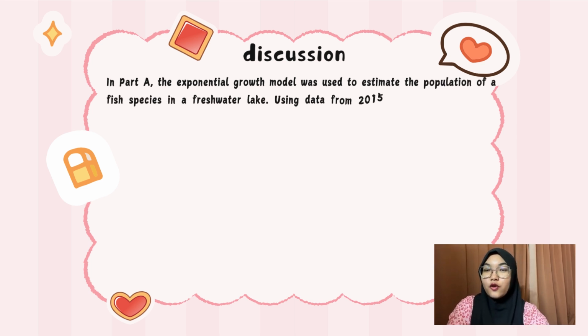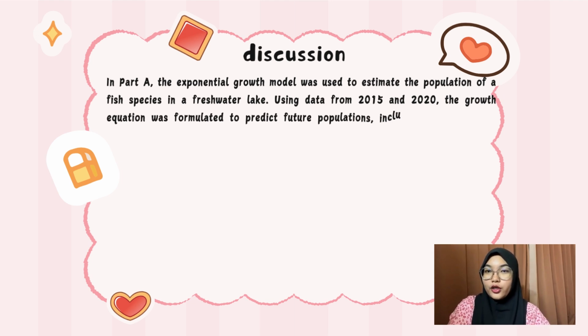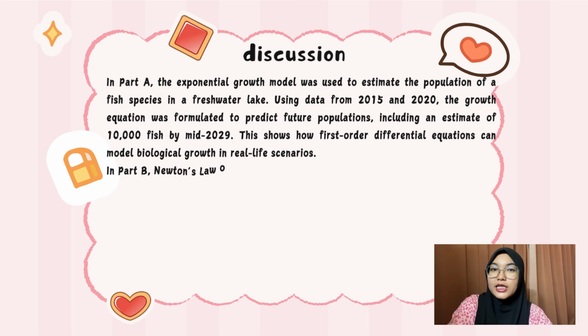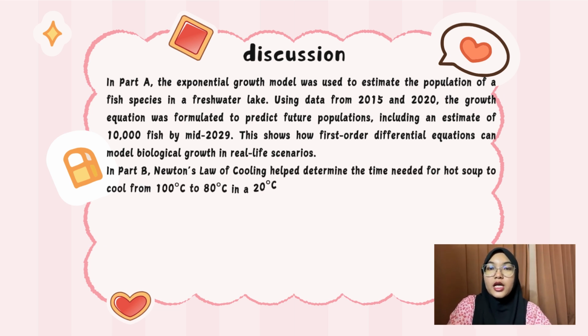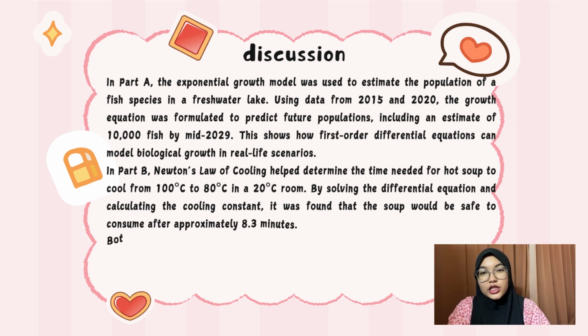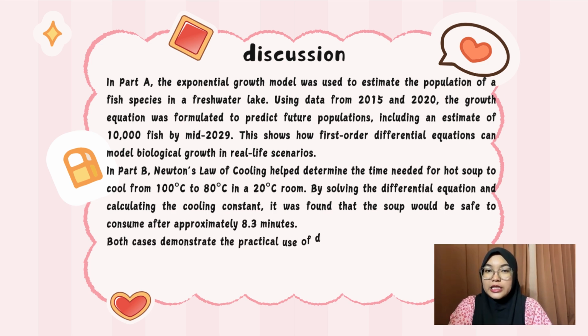AA240096. So for this part, I will talk about the discussion that we have made to conclude our topic on this subject. In part A, the exponential growth model was used to estimate the population of a fish species in a freshwater lake. Using data from 2015 and 2020, the growth equation was formulated to predict future populations, including an estimate of 10,000 fish by mid-2029. This shows how first-order differential equations can model biological growth in real-life scenarios.